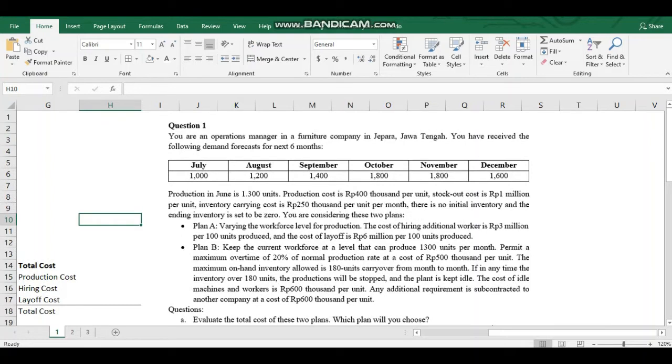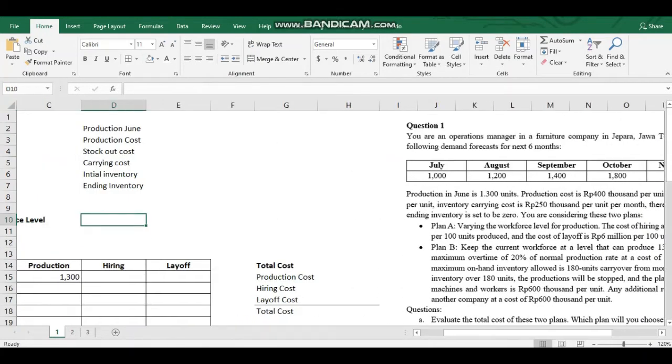Here we are an operations manager in a furniture company in Jepara, Jawa Tengah, and you have received the following demand forecast for the next 6 months from July to December, and each month is stated the amount of the demand, and then the production in June is 1,300 units. Okay, so we're gonna write down the information given.